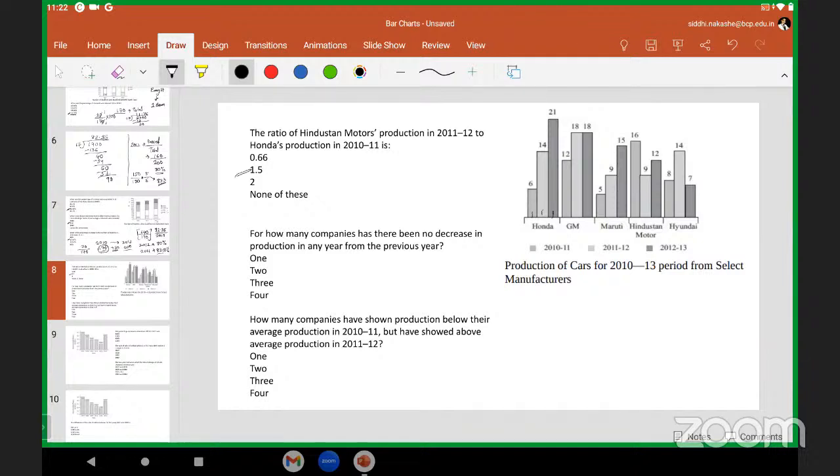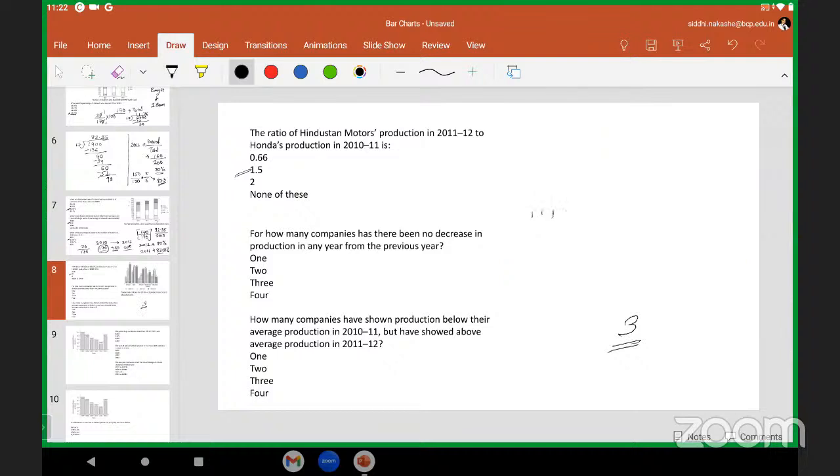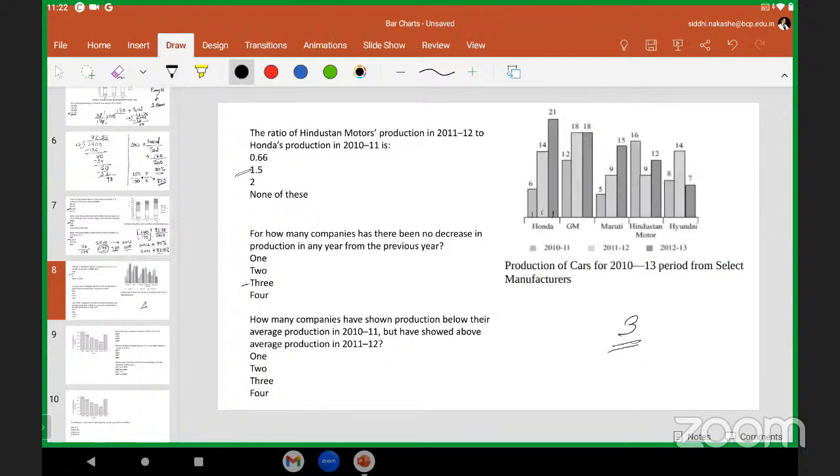Even if you look at GM, from 2010 to 11 there is an increase, but from 11 to 12 to 12 to 13 there is no decrease. The numbers are constant, so we can consider this as well. So Honda, GM, and if you look at Maruti, every year there has been growth. Now, when we look at Hindustan Motors and Hyundai, there is a decrease in 11 and 12 for Hindustan Motors, and again a decrease in 12 13 for Hyundai. So there are three companies which have shown no decrease.